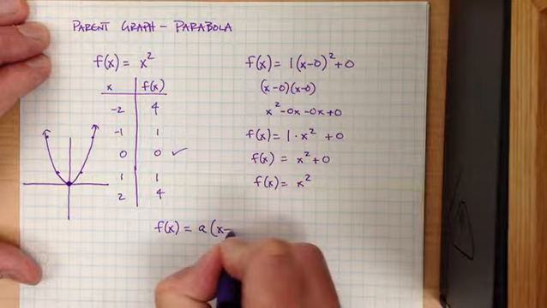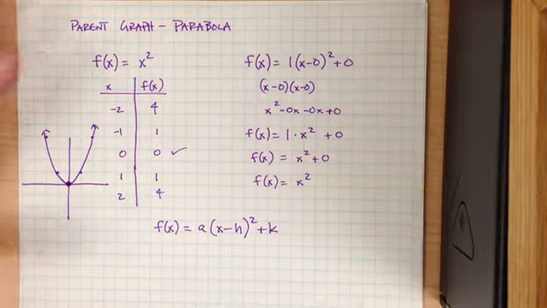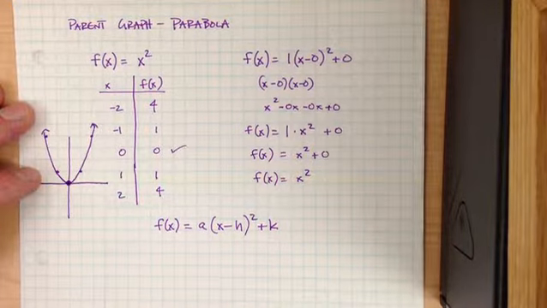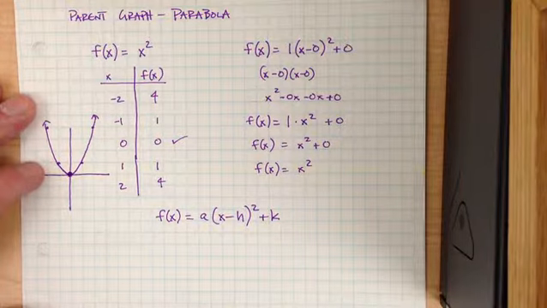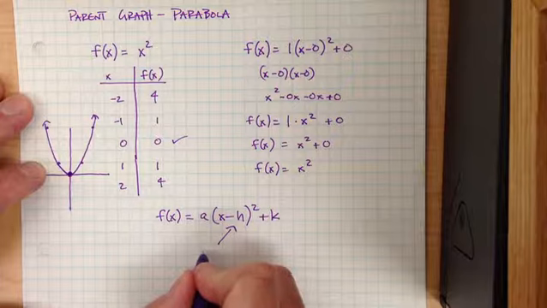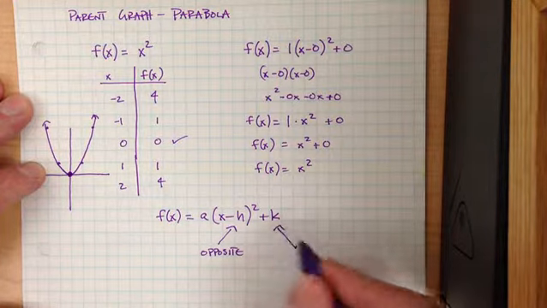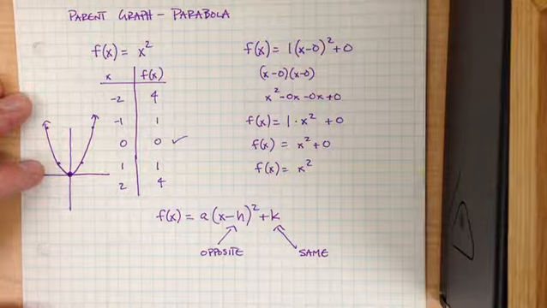a times (x minus h) squared plus k. That is the general form of a parabola in the parent graph form that we're talking about here. a gives it its shape. I'm going to talk about that in a moment. If you would like to find the vertex, probably one of the most important points of a parabola, you are looking here inside the parentheses and you will be taking the opposite of that h value. And you will be taking the same of that k value. So your vertex will be the opposite of that and the same as that.